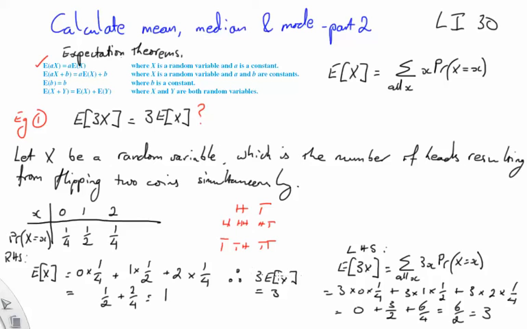There we are. So 3 times the expectation of x equals the expectation of 3x, because the left-hand side equals the right-hand side. So I've checked one of those. You can check the rest, or you can look in the book if you're unsure.